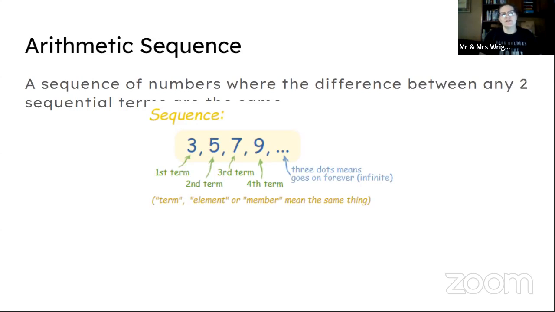The main thing you need to know about arithmetic sequence is that the difference between each consecutive or sequential term is that it's going to have the same number added to it. So in this case, it's a +2 in between the terms, in between the elements or the members. So between 3 and 5, it's +2. Between 5 and 7, it's +2. Between 7 and 9, it's +2. And then this ellipsis here tells us that it will continue on forever and ever to infinity.